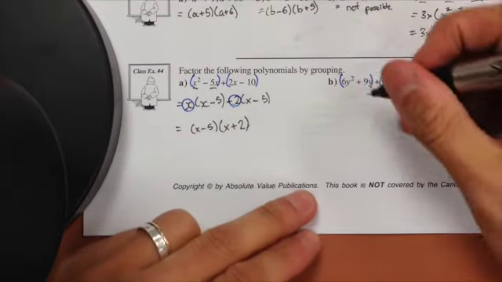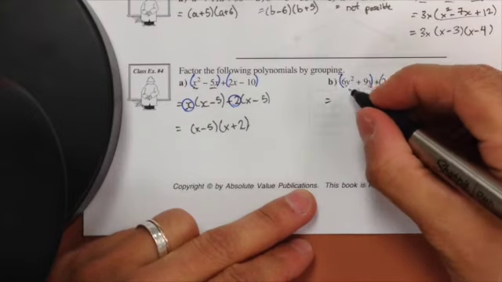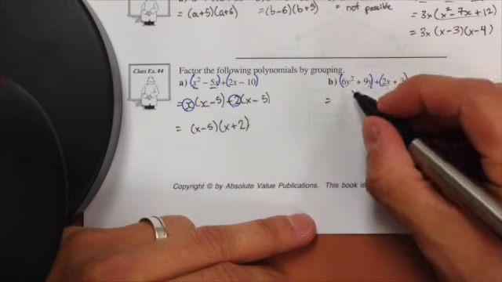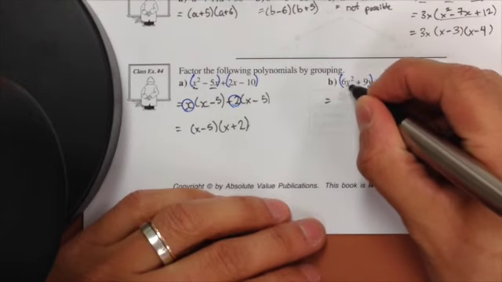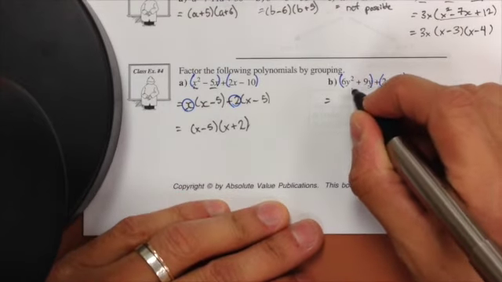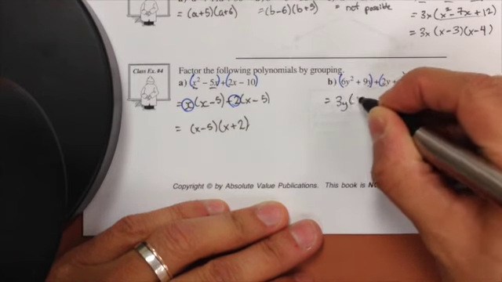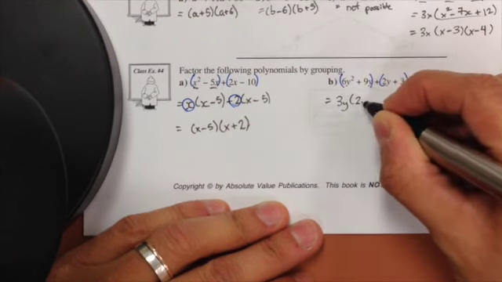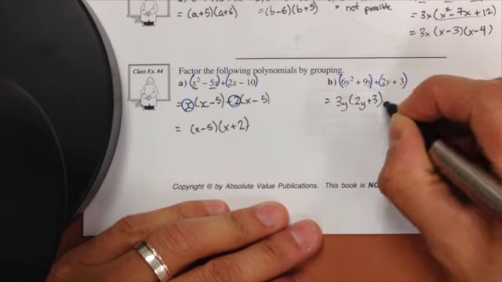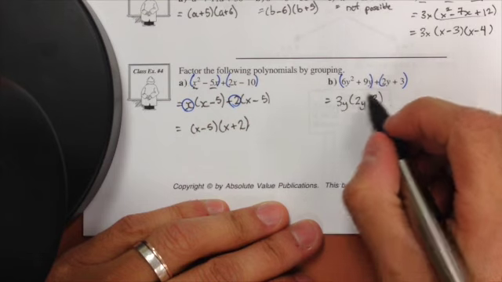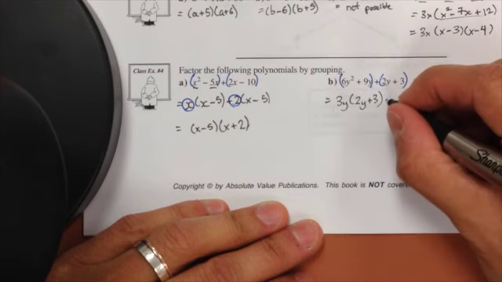Okay, so this next one, we're going to first get rid of everything on this side. So that's divisible by 3y, since I have a 6y squared and a 9y. I'll take the 3y out and be left with 2y plus 3, because 3y times 2y is 6y squared. 3y times 3 is 9y.